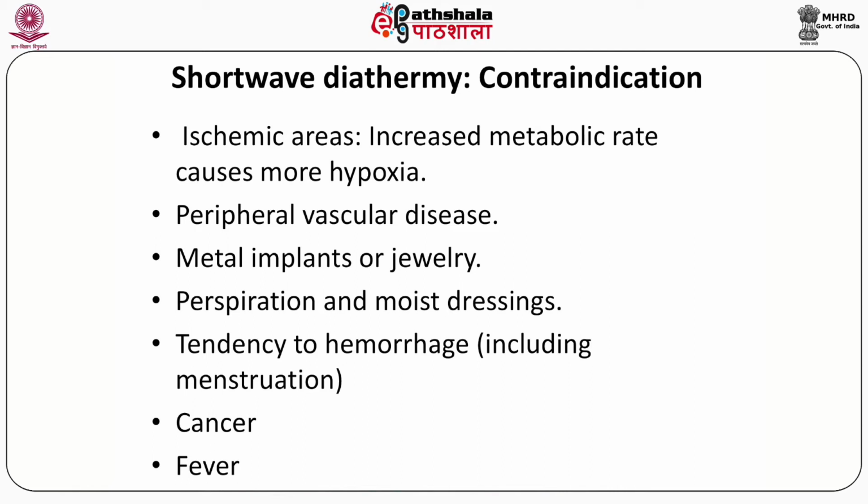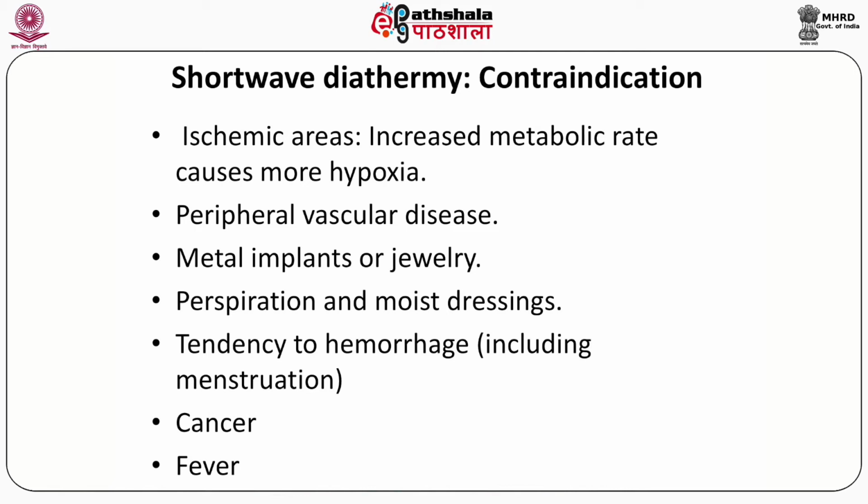The first contraindication is ischemic areas. It increases the metabolic rate, causing more hypoxia. If we use shortwave diathermy in ischemic areas, it increases the metabolic rate and that causes more hypoxia to the tissues. In peripheral vascular disease like Buerger's disease also, we cannot use this shortwave diathermy.